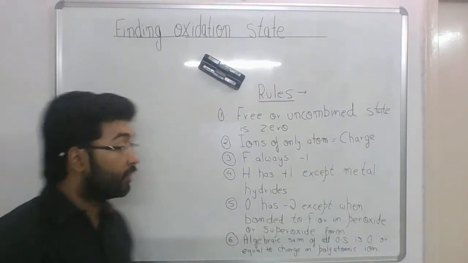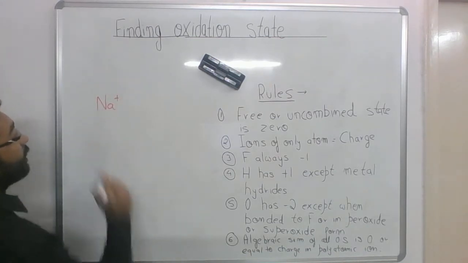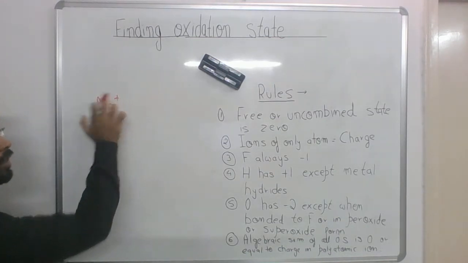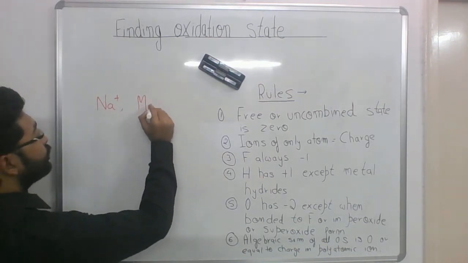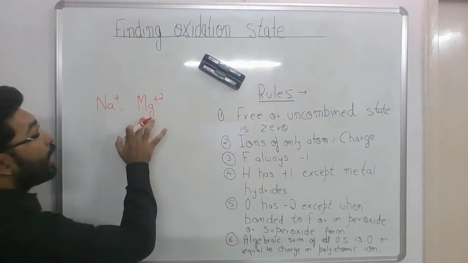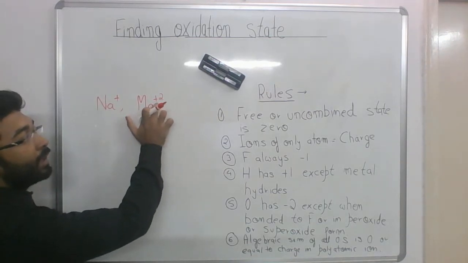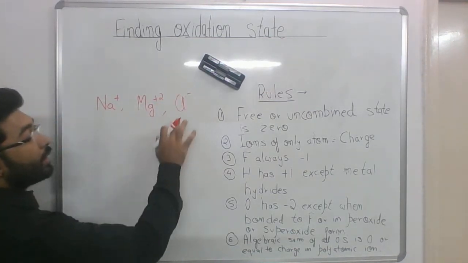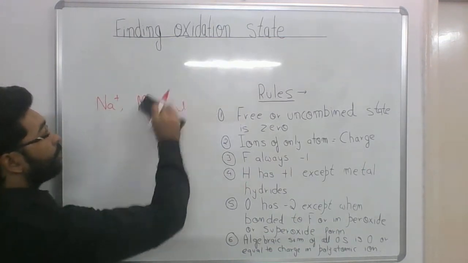Now the next rule is to say that for ions of only one atom, the formal charge will be equal to the charge itself. Like if we have the ion Na+, the oxidation state of sodium in Na+ will be +1. If we have Mg2+, since this is a single ion, the oxidation state of magnesium in the Mg2+ ion will be +2. If we have the Cl- ion, the oxidation state of chlorine in Cl- will be -1.